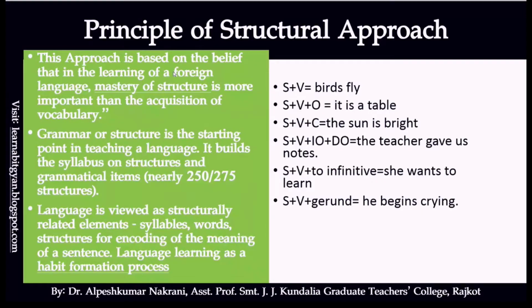So language is viewed as it is full of structures. The structure is full of syllables, words, and if you make a proper sentence, there will be meaning of a sentence. And if you repeat the structures daily, repeatedly, you will learn the structure and it will be a habit for you, right? It will be a habit for you to use subject, verb, object, subject, verb, complement, subject, verb, direct object, indirect object, subject, verb, to infinitive, whatever it is. There are thousands, I told you more than 200 structures, right?